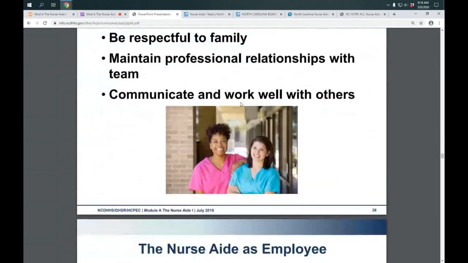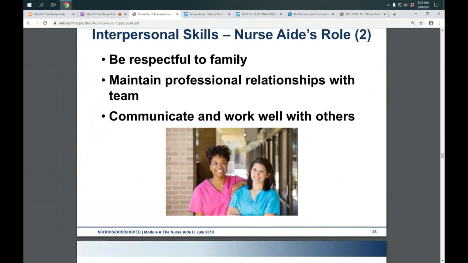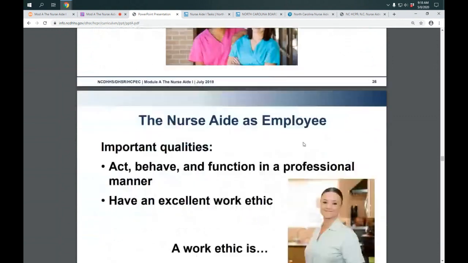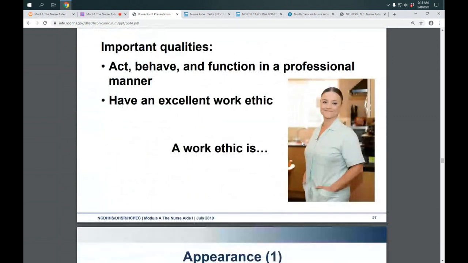Be respectful to their family, maintain professional relationships with the team of folks that you're working with, and try to maintain open, effective communication. Now, as an employee, it's very important that you act and behave professionally and have a good work ethic.